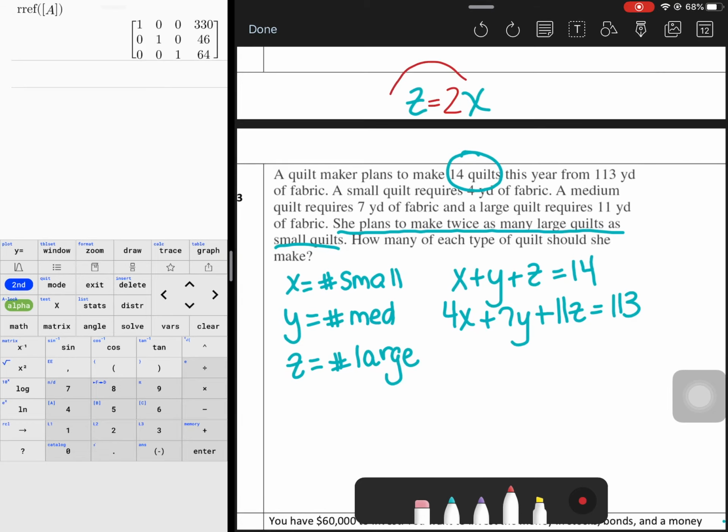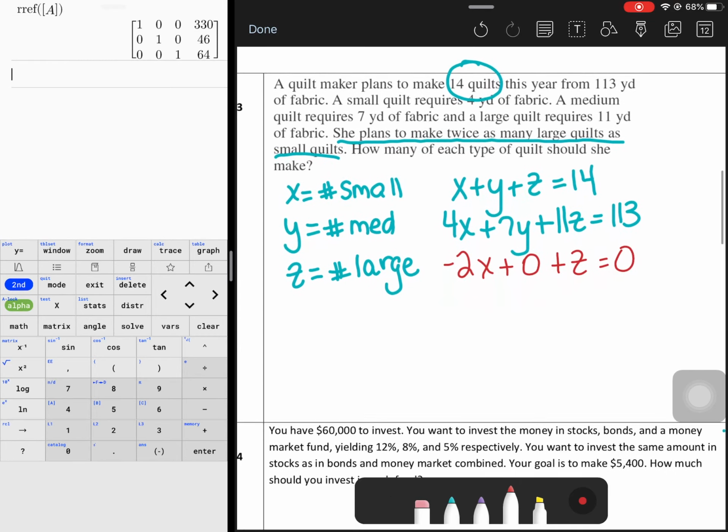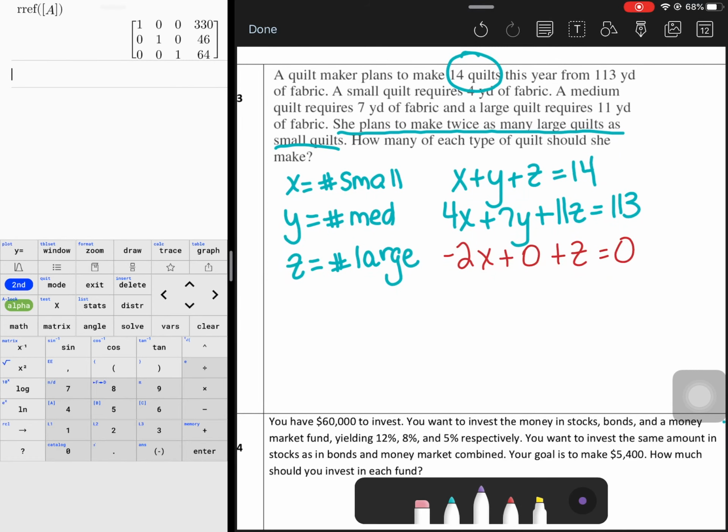Then we'll subtract 2x from both sides so that we can get the variables to line up. Remembering we're going to put a 0 in for y so it holds its place. And then we can recreate our augmented matrix by putting our coefficients in. Then we're going to move over and use our calculator to solve our system of equations.